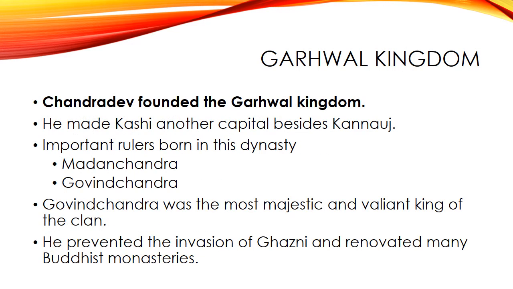Gadhwal kingdom. Chandradev founded the Gadhwal kingdom. He made Kashi another capital besides Kannauj. Important rulers born in this dynasty are Madan Chandra and Govind Chandra. Govind Chandra was the most majestic and valiant king of the clan. He prevented the invasion of Ghazni and renovated many Buddhist monasteries.